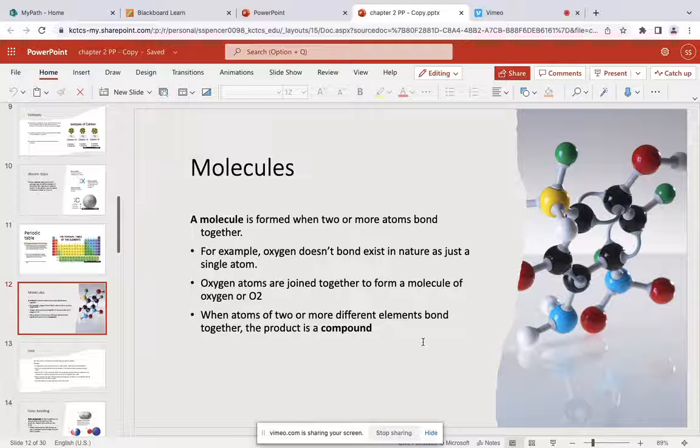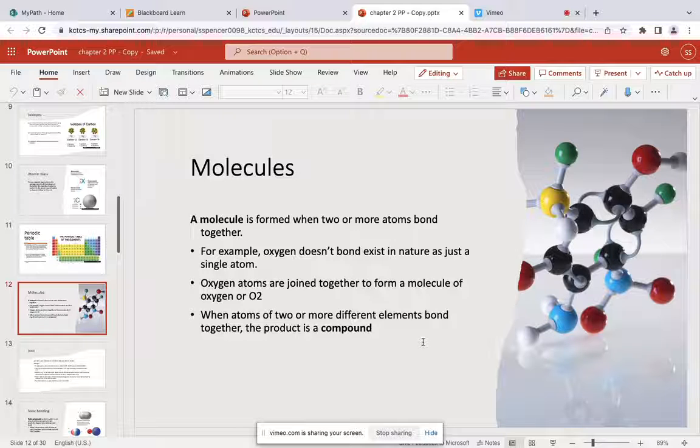So you never see O1, right? It's not H1O, right? It's H2O. So in order for oxygen to be considered a molecule, it has to have another bond with itself. When atoms of two or more different elements bond together, they form something known as a compound.